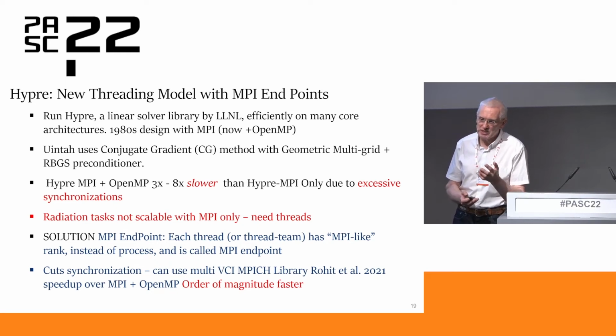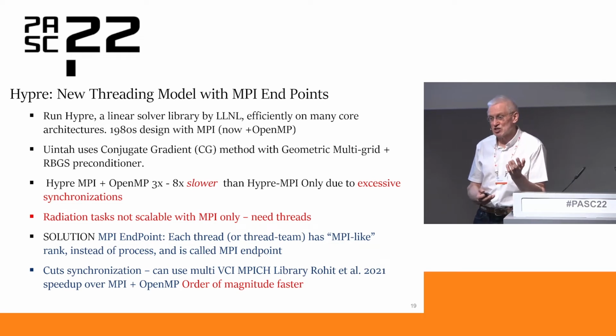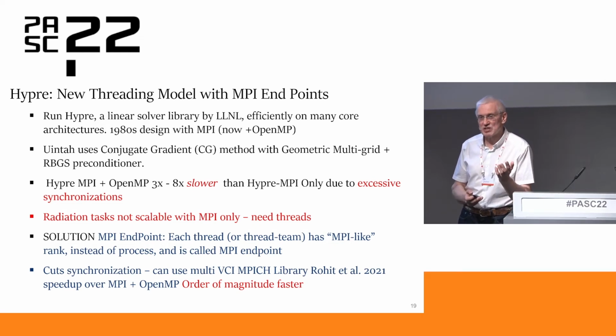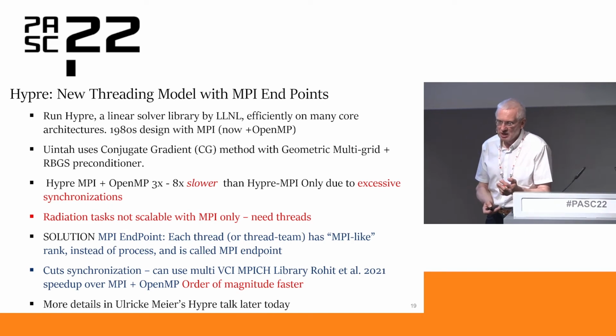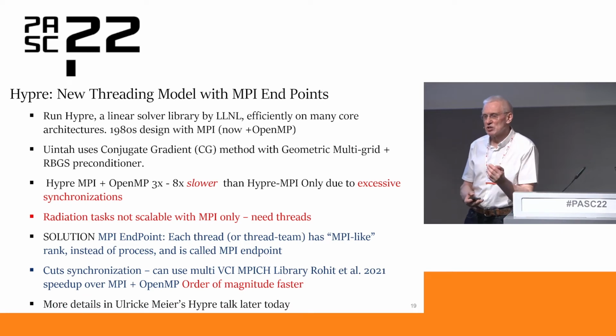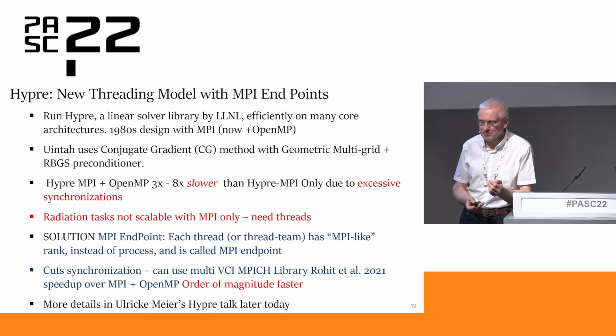Basically, when we started off with Hyper and OpenMP, we got a 3 to 8 factor slowdown because of excessive synchronization and short loops. And we were able to get around this and improve its performance by an order of magnitude. But I'll explain where we can get that information. And there are more details on this work in Ulrike Meyer's talk this afternoon if you're interested in this.